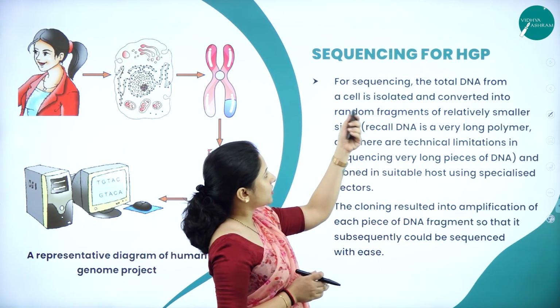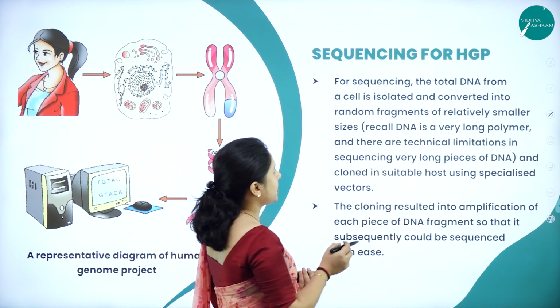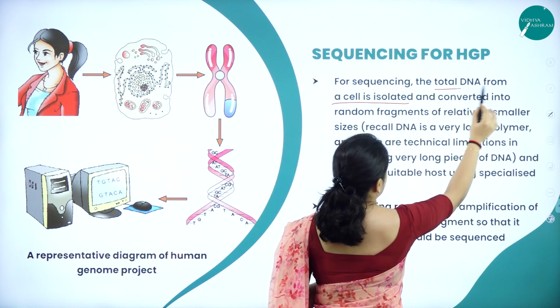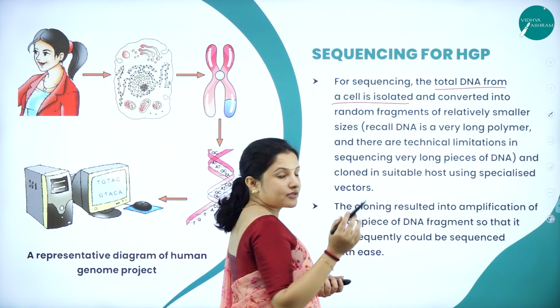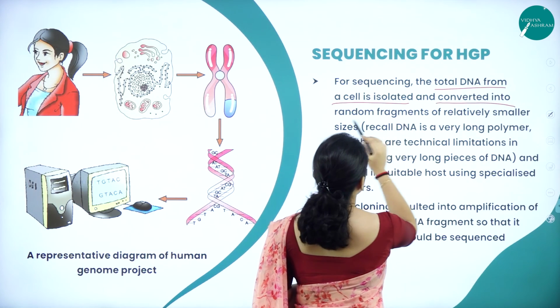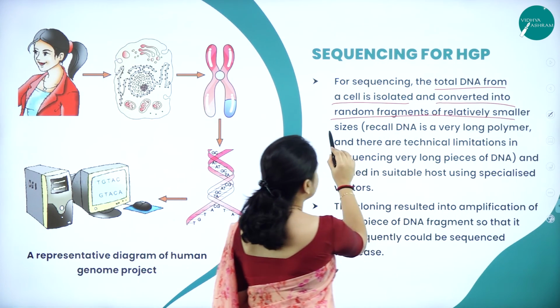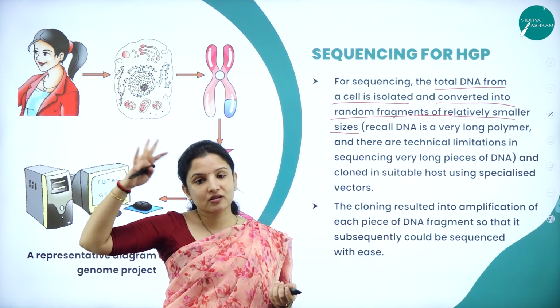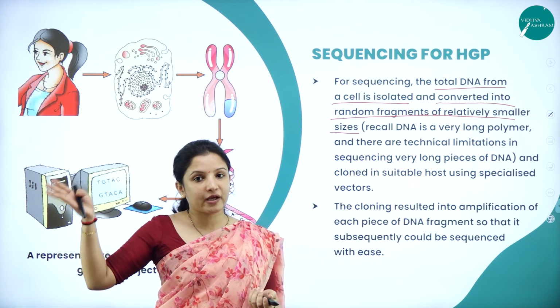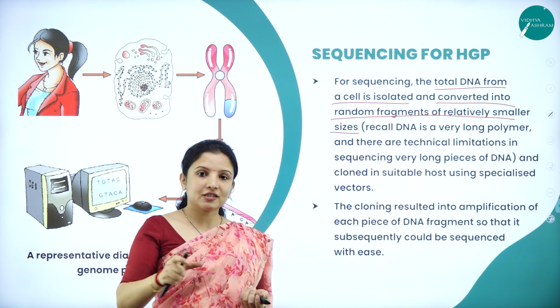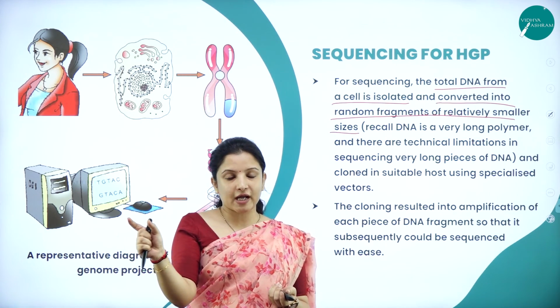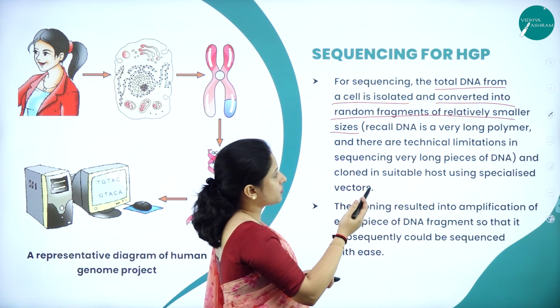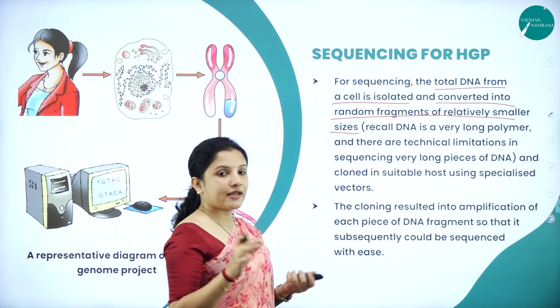So first the total DNA from the cell is isolated. Then that DNA will be converted into random fragments of relatively smaller sizes. At a stretch, you cannot sequence that 3 × 10^9 base pairs of DNA. It's difficult. So that is why they break it into short fragments. And after breaking into short fragments, they are cloned.